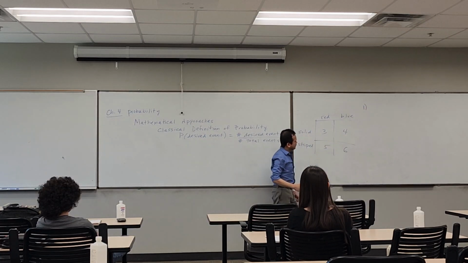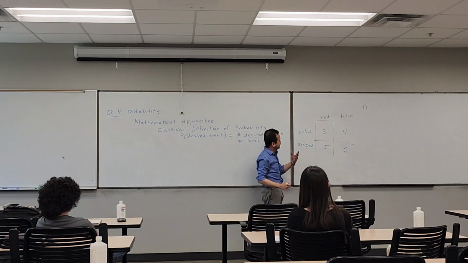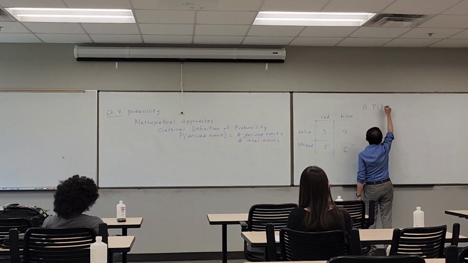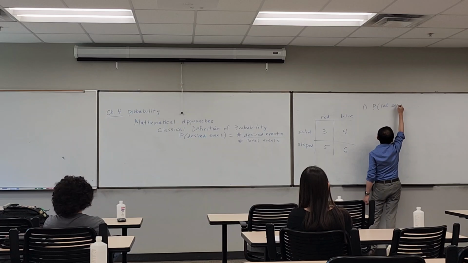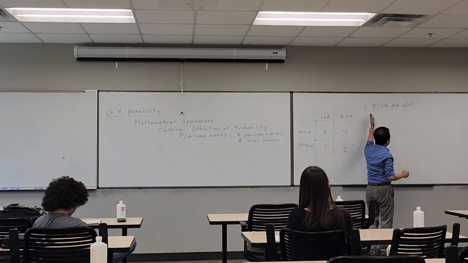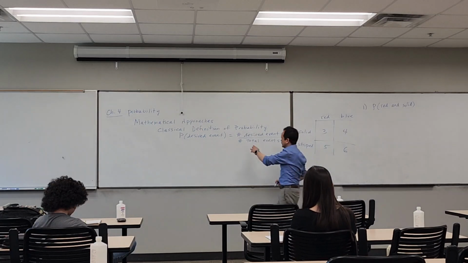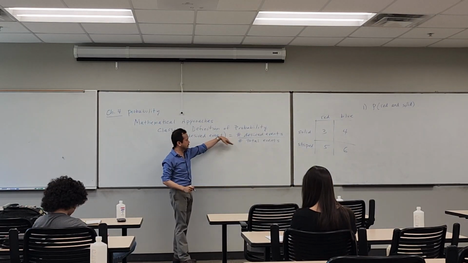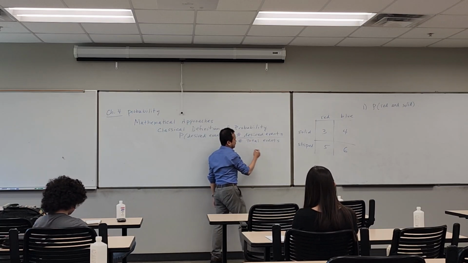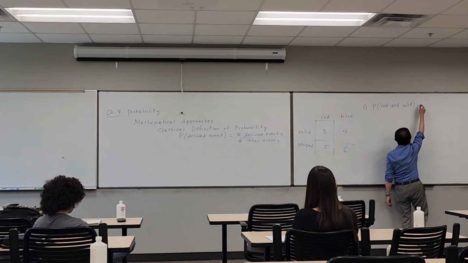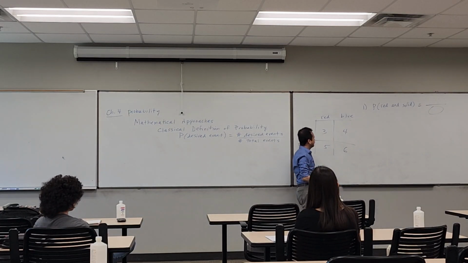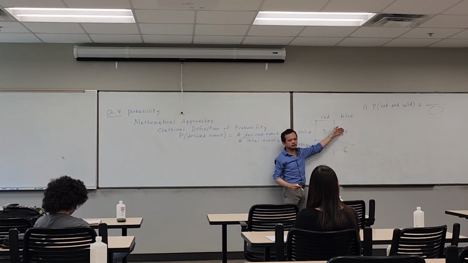Let's say that we want to reach in and select a marble that is red and solid. One approach we could use to find this probability is this mathematical approach, where we're finding this ratio of desired events over total events. In this case, what would the total number of events be? What would the number in the denominator be? Yeah, it would be 18, which is the number of individual marbles.